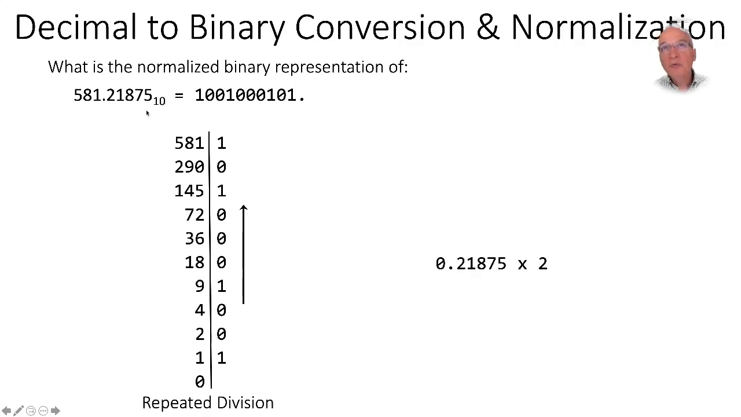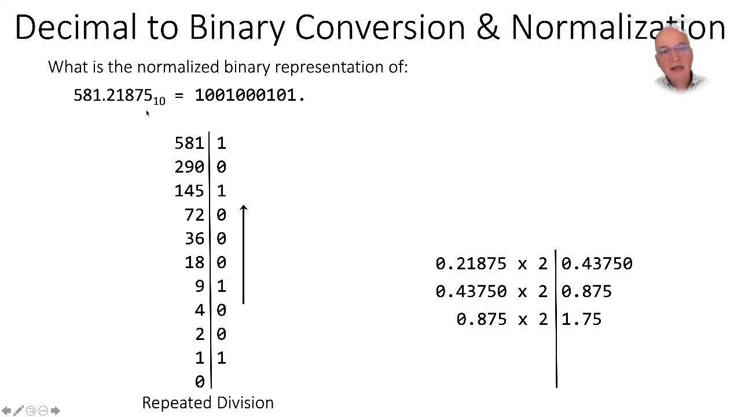What I'm going to do is multiply the fraction by 2. When I multiply the fraction by 2, I get 0.4375. And now I will keep multiplying. I get 0.875. I multiply again, I get 1.75. But notice that now that I got 1.75, when I do the multiplication, I throw away that 1 and I just multiply the fraction. 0.75 by 2 is 1.5, and then 0.5 by 2 is 1.